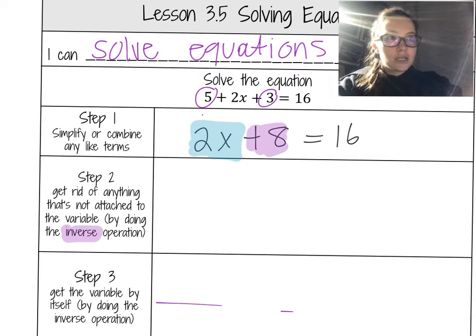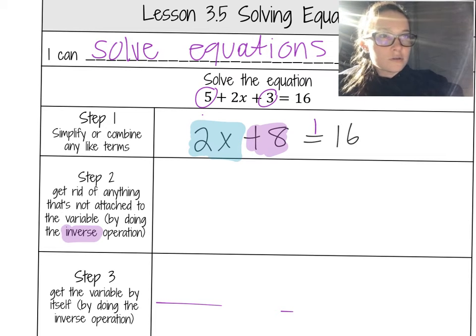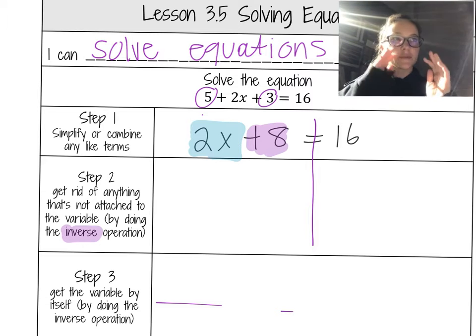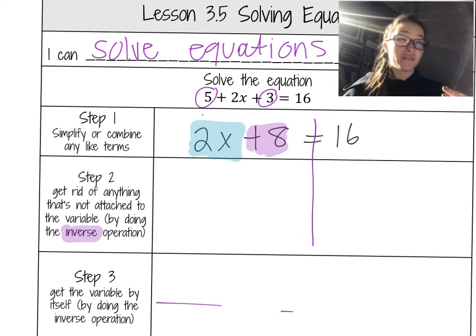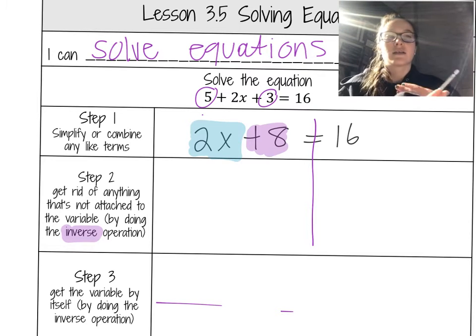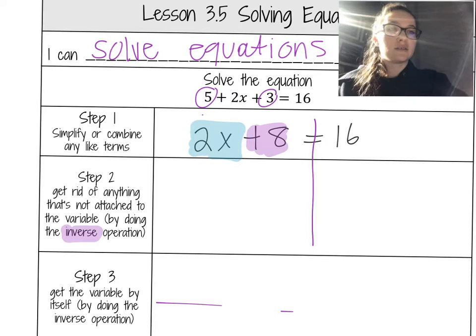I am going to draw a line through my equal sign just for purely organizational purposes. It just helps us keep it organized. Or if you have lined paper, using a line. My favorite is graph paper, and I use the boxes on the graph paper to help me. So since I'm adding 8, the opposite of adding is subtracting, so I'm going to subtract 8.